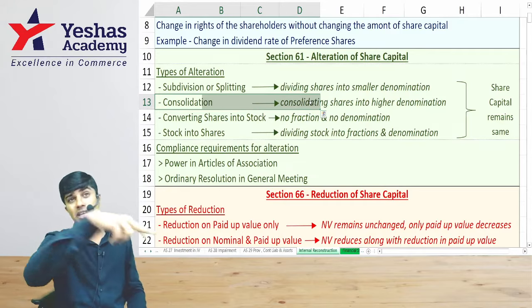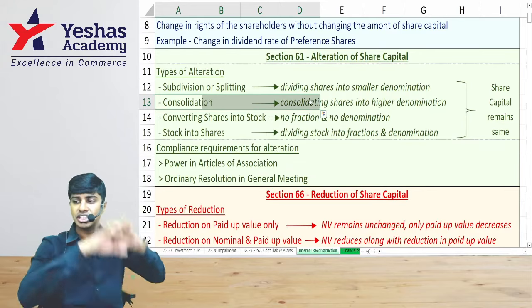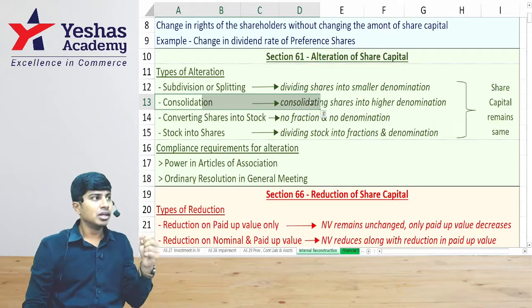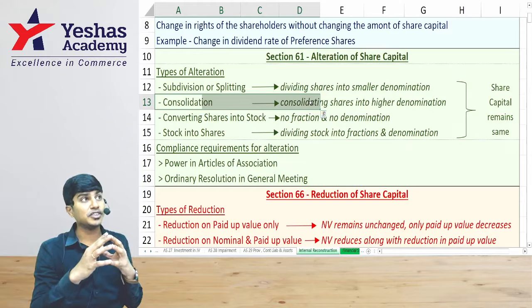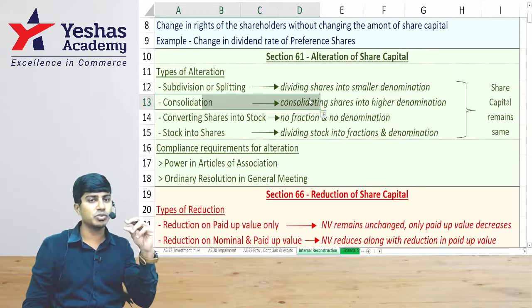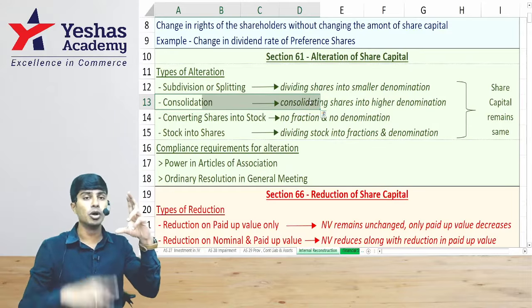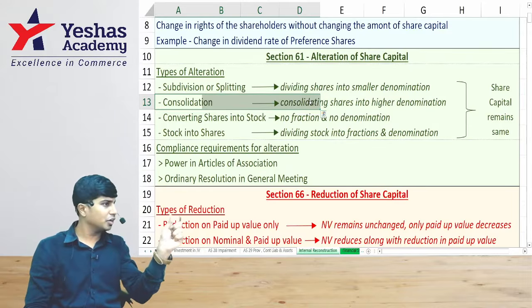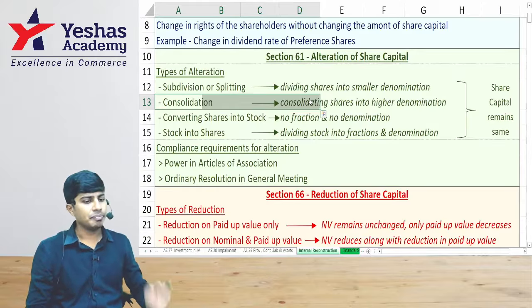Again, in this case, pre-consolidation, post-consolidation, share capital amount remains same. Just that pre-consolidation number of shares were many. Post-consolidation number of shares will become less. Pre-consolidation per share value was small. Post-consolidation per share value will become more. Multiplicand, whatever you get, the product amount will stay same.